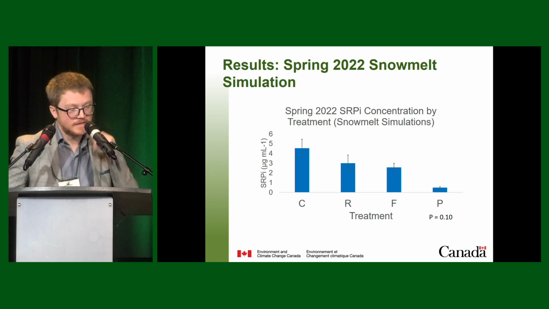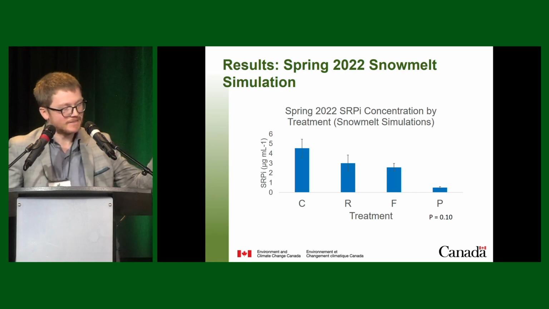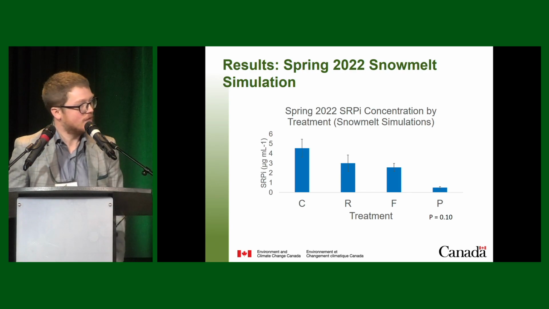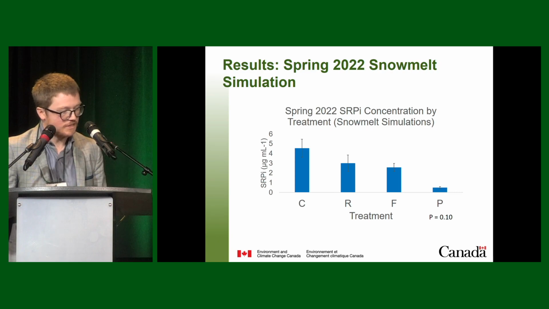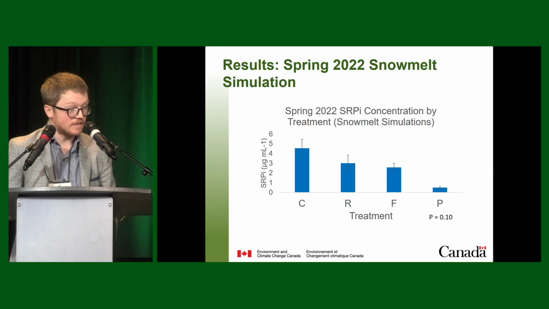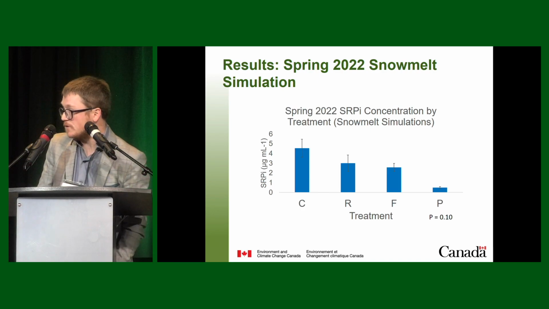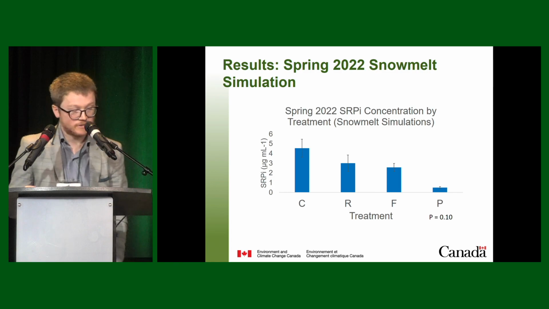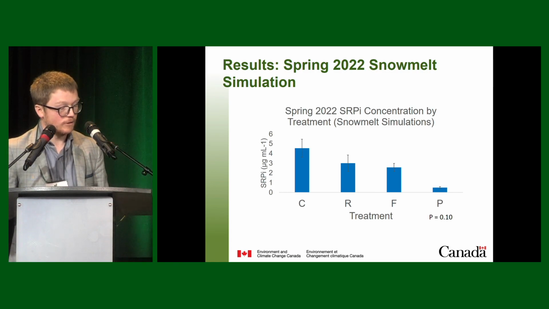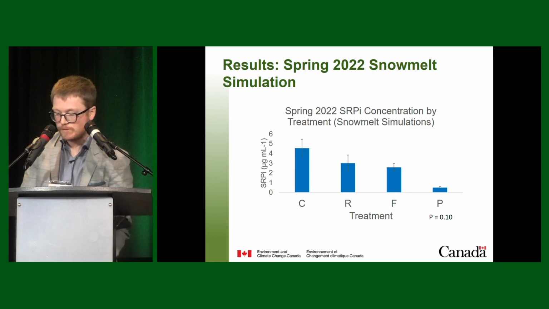This is snowmelt simulations utilizing that intact slab technique that Professor Shano highlighted in his presentation, and measuring the soluble reactive inorganic P. We can see no statistically significant difference. I think there is quite a bit of variability in the control treatment especially, but we can see in absolute terms a reduction of the phosphorus concentration from implementation of the management practices.